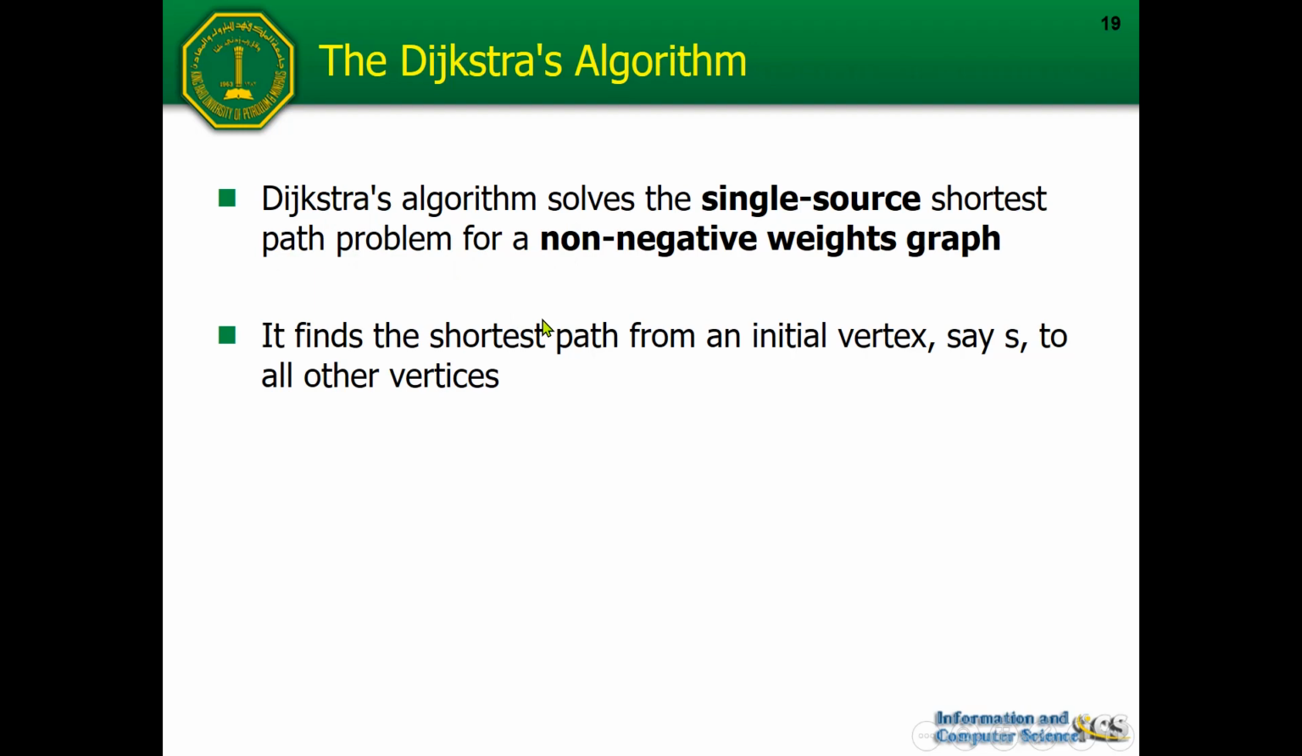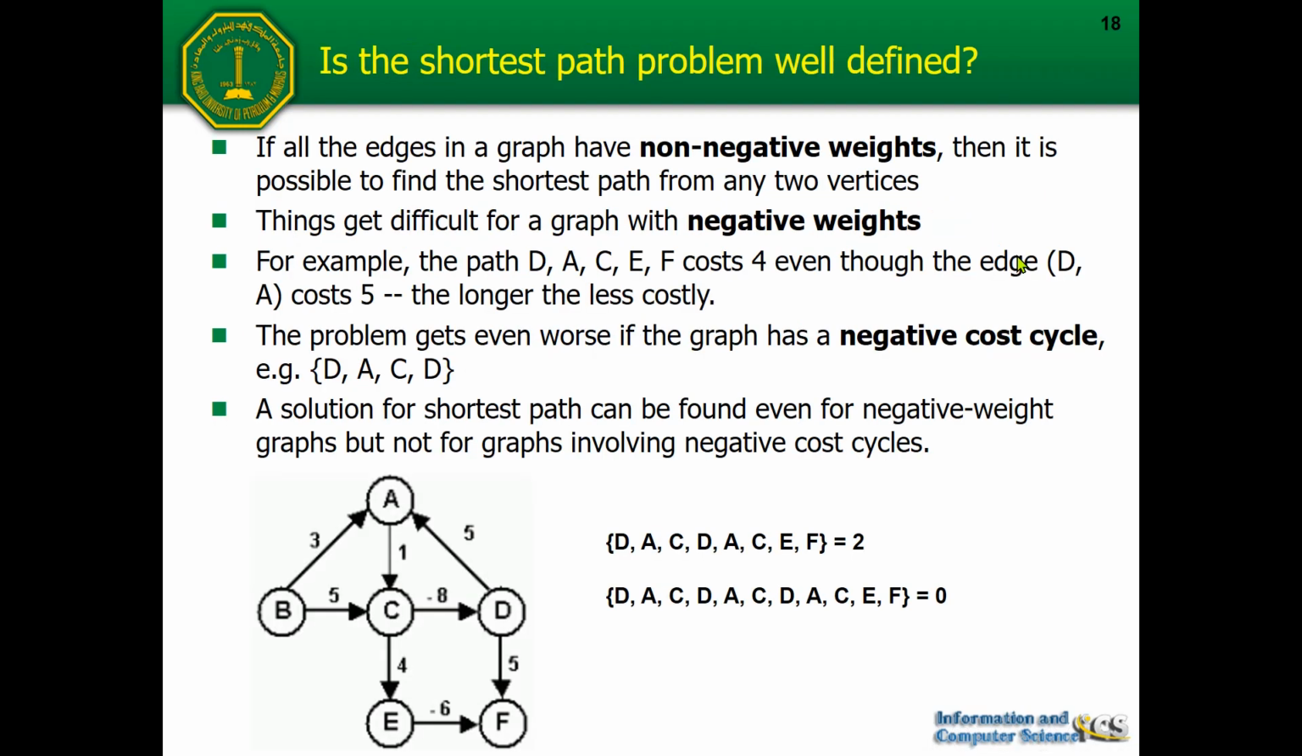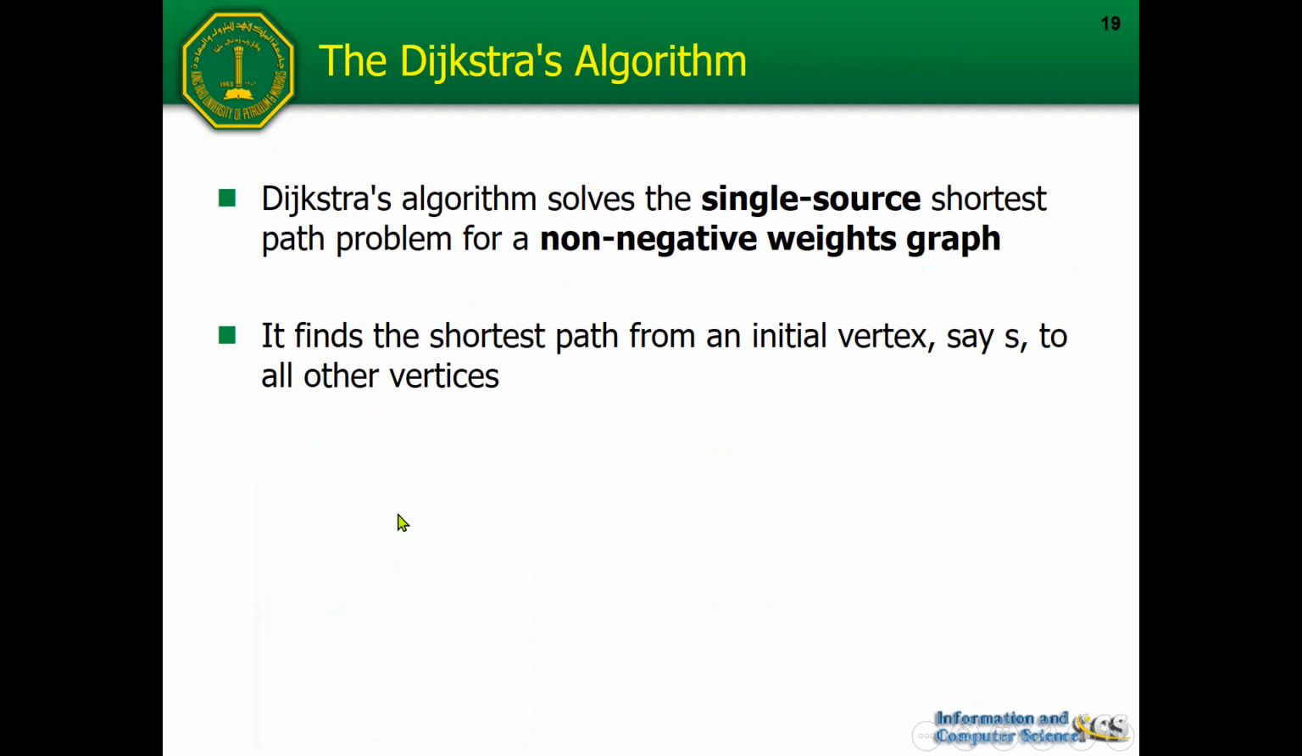The Dijkstra algorithm is the algorithm that can solve the shortest path problem for a single source, okay, single source, and for a non-negative weights graph. So the standard Dijkstra algorithm cannot be used to solve this kind of graph because there is negative weight. Even though we can modify the Dijkstra algorithm to deal with negative weights, that algorithm will still not be able to deal with the negative cost cycle. Okay. What is single source?